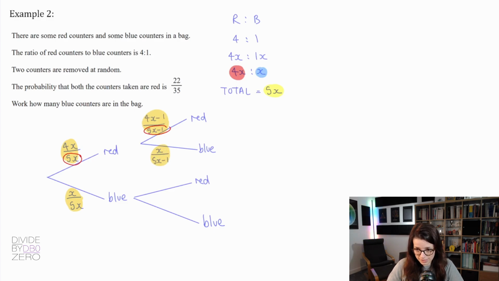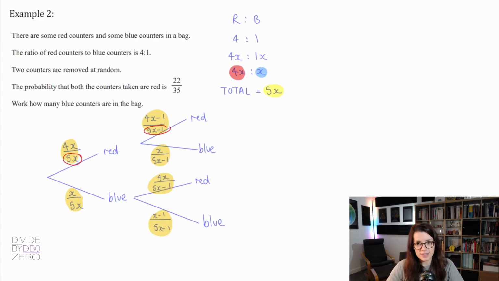On this set of branches, if we've taken a blue counter out first, the probability that we'll then take a red is going to be 4x out of 5x minus 1, and taking a second blue is going to be x minus 1 out of 5x minus 1. Add up to 1, so all good.